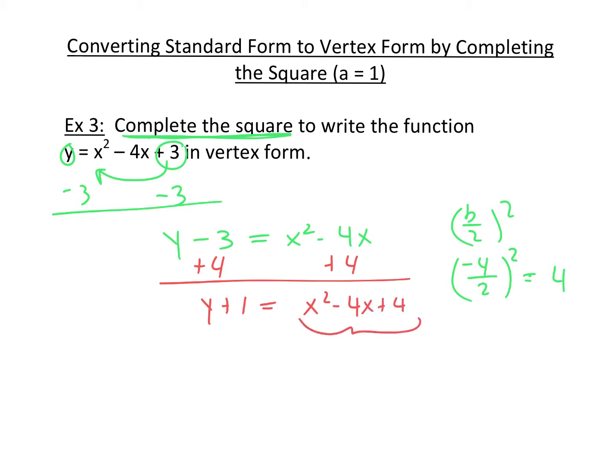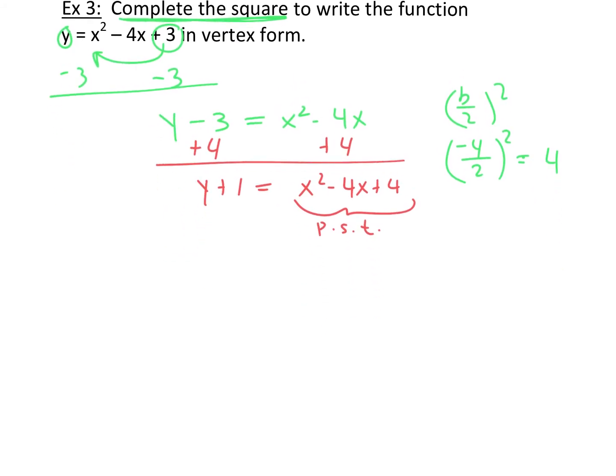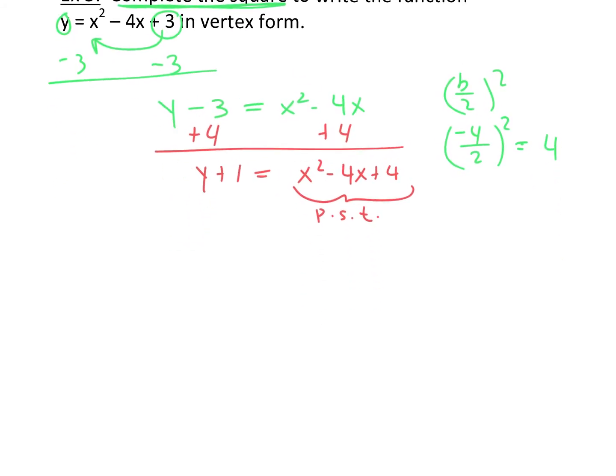Again, you end up with a similar situation where this is a perfect square trinomial. Always, that's the point of completing the square. So I'm going to rewrite it as a binomial squared. I'm going to rewrite it as x minus 2 squared. Again, I haven't changed anything. I'm just moving things around and rewriting them.